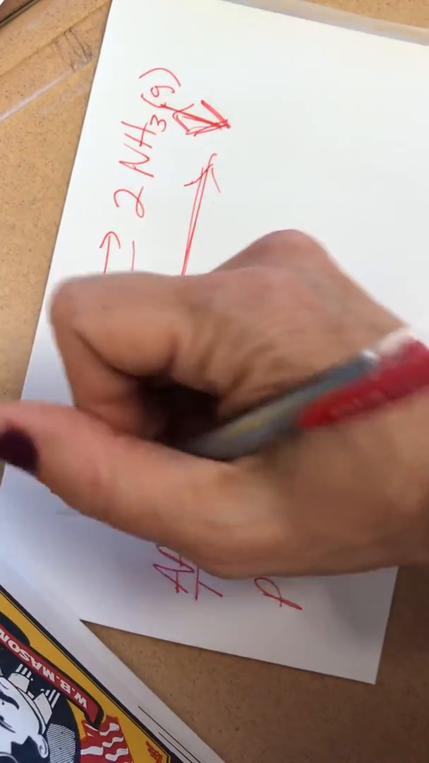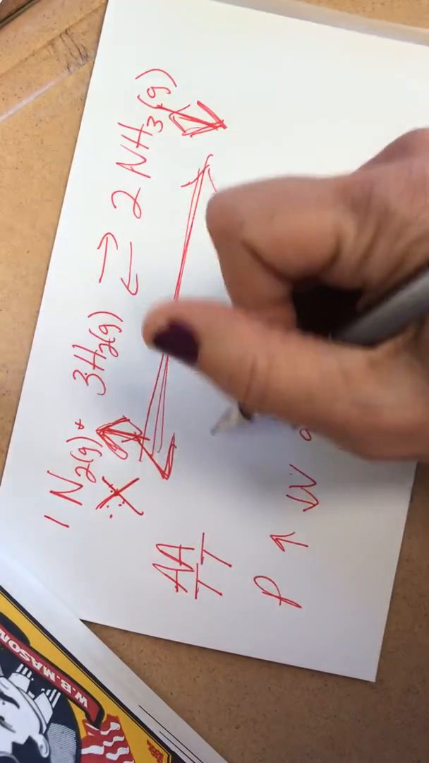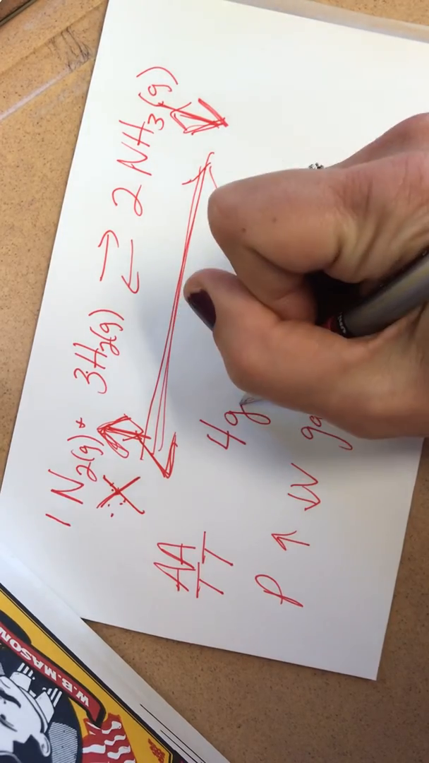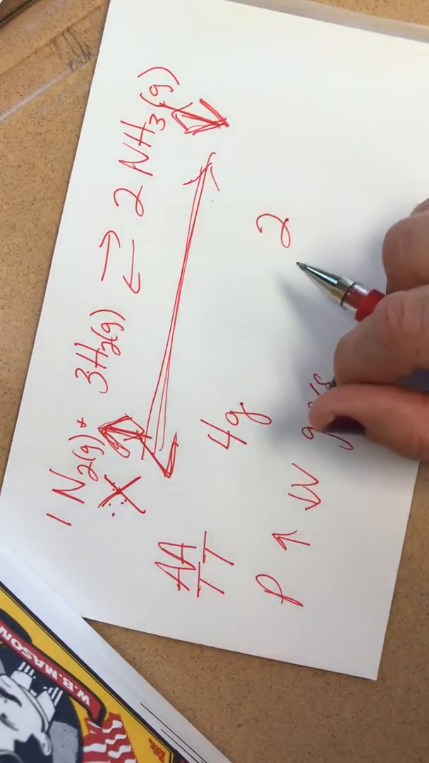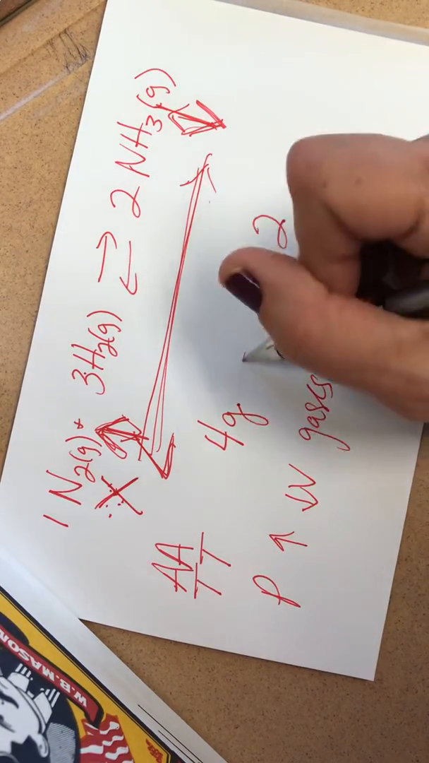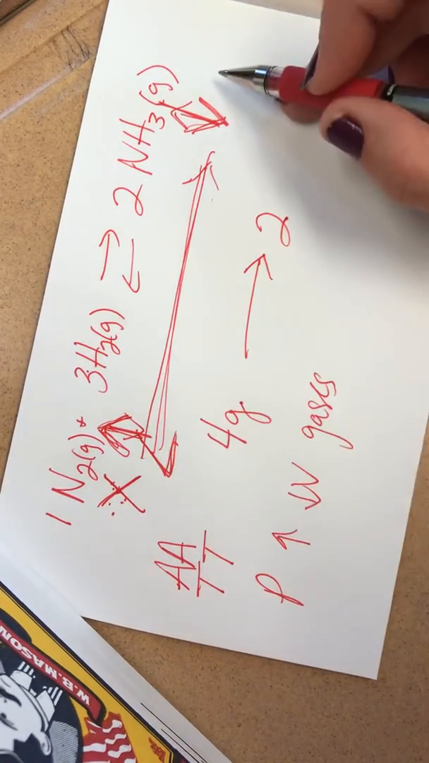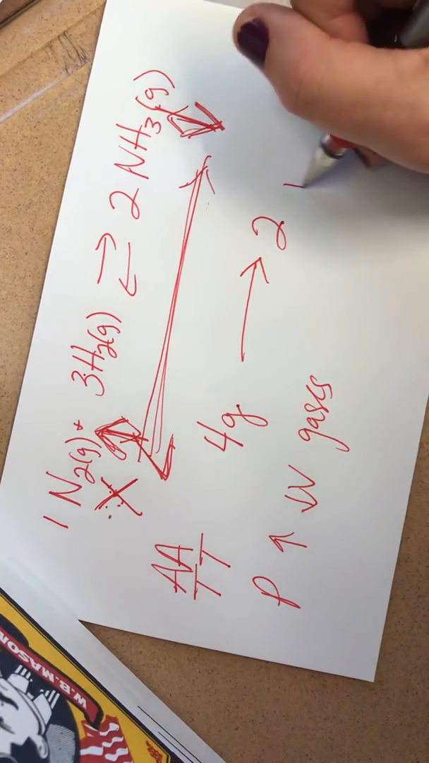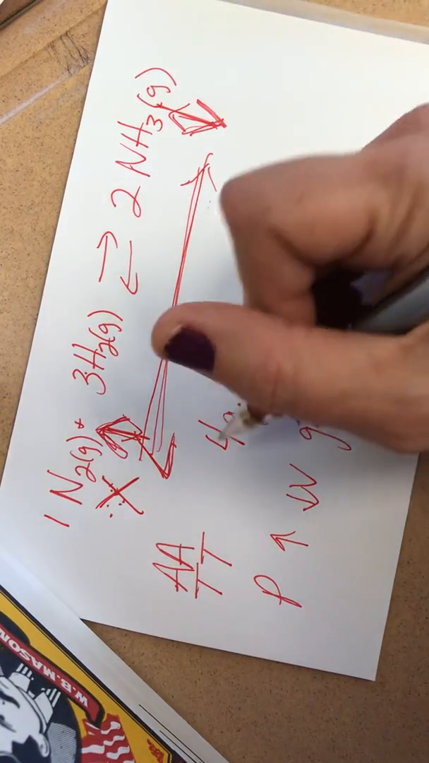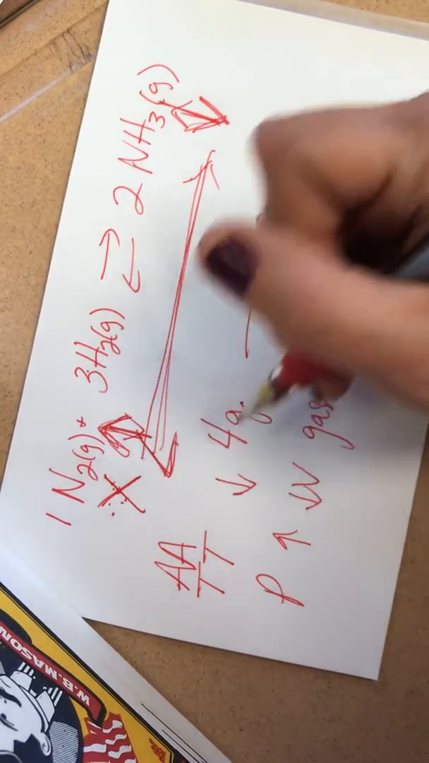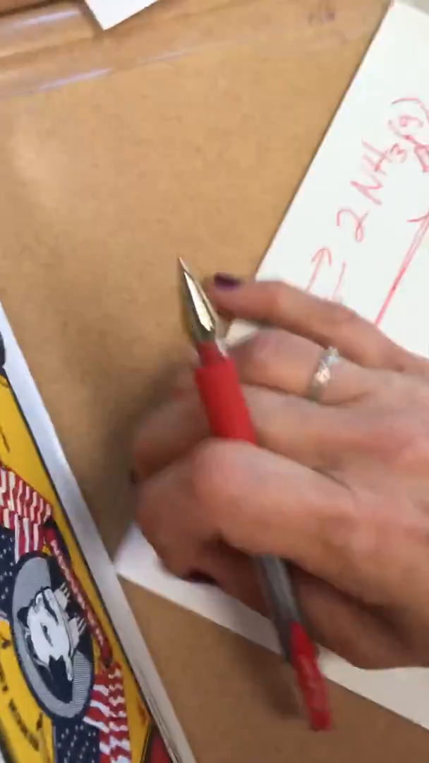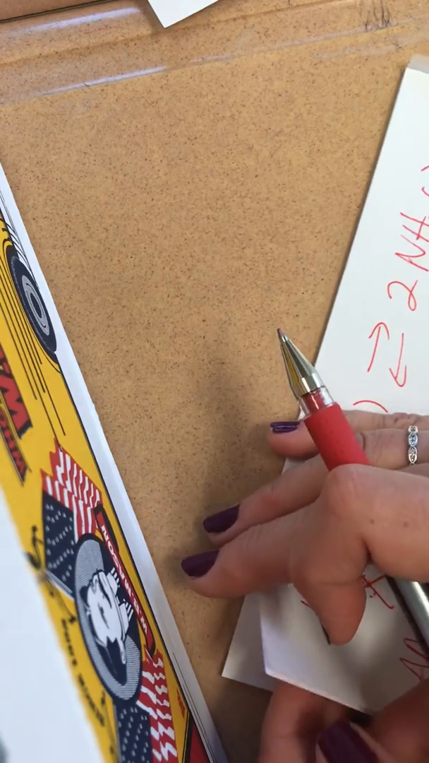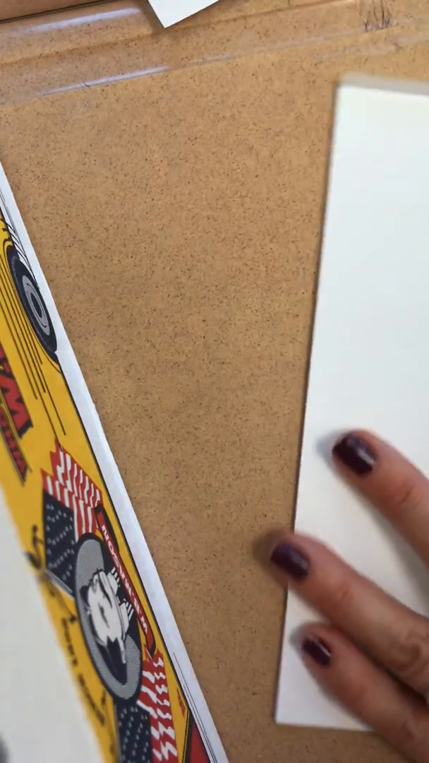So I count them up. There's 1 mole here and 3 moles here, so I have 4 moles of gas on this side, and on this side I only have 2. If I have less room, I'm going to favor the reaction that makes fewer moles, so I would favor the forward reaction, which will make my NH3 increase in concentration, and it will make my N2 and my H2 decrease in concentration.